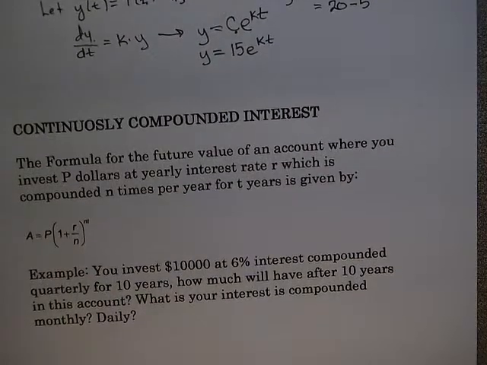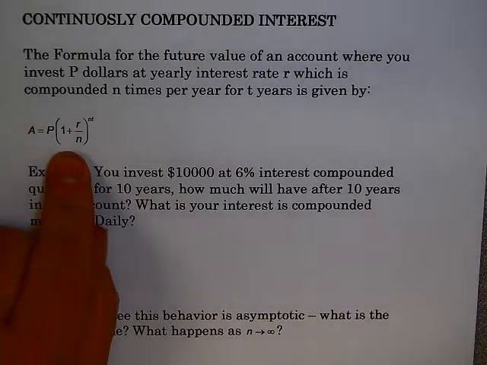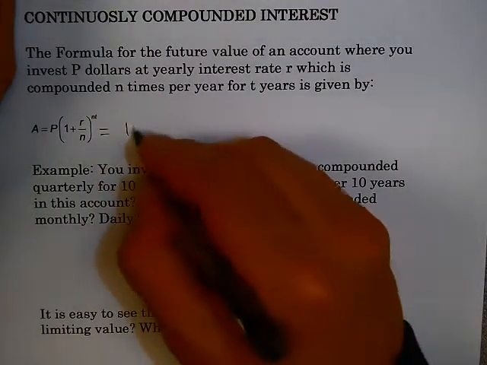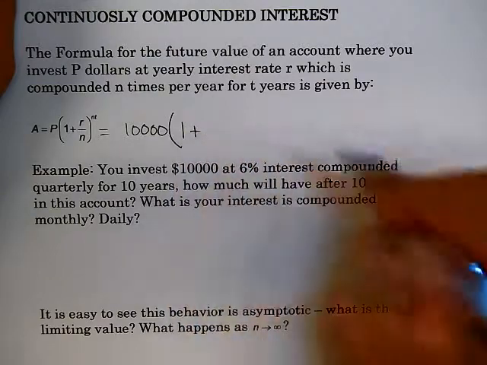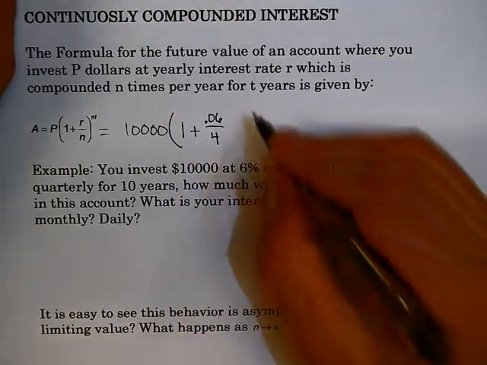Let's finish with one more example called continuous compounding interest. The formula for the future value of an account where you invest $P at a yearly interest rate r, which is compounded n times per year, is given by this. Now, to give you an example, let's suppose you invest $10,000 at 6% interest compounded quarterly. That means you're going to get interest 4 times a year.